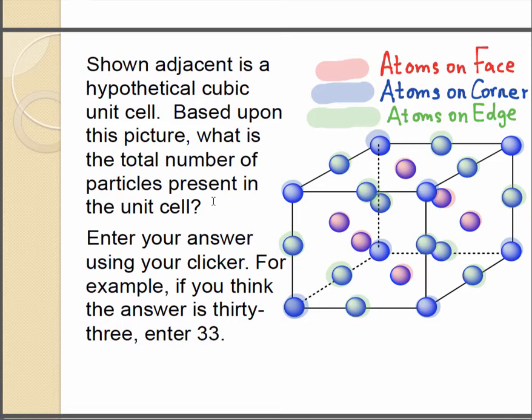Otherwise, here's the answer. What about the blue ones? The blue ones are easy, yeah? 1/8 of this blue one counts toward the cell because it's on the corner. 8 times 1/8 is 1. So the blue ones contribute 1 to this unit cell. What about the faces? I have 1 half, 1 half, 1 half, 1 half, 1 half, 1 half.